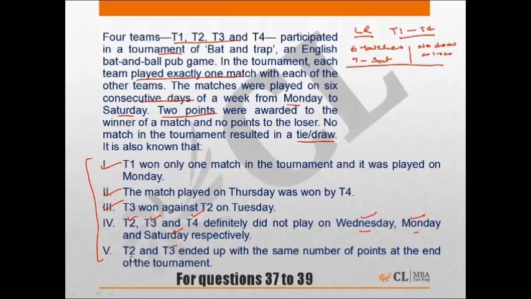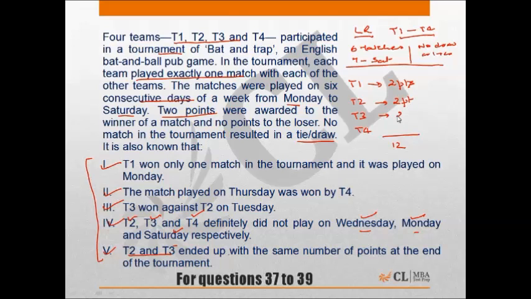Last statement. T2, T3 ended with the same number of points at the end of the tournament. So the 4 teams are T1, T2, T3, T4. T1 has won only one match, so it will have only 2 points. The total number of matches is 6, so there should be 12 points in all. T2, T3 have ended up with the same number of points.